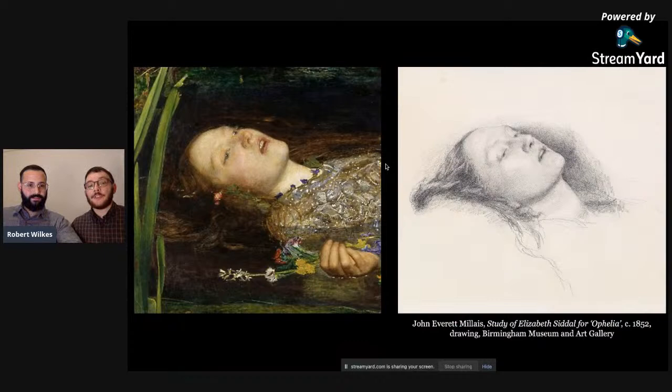And there's a very famous story around the woman who modeled for Ophelia.